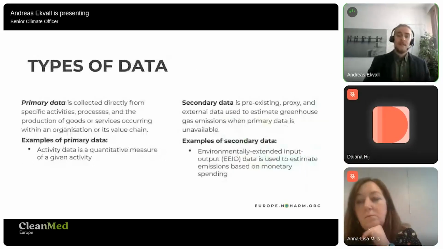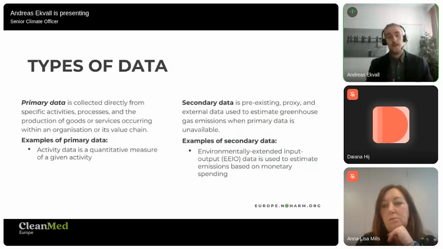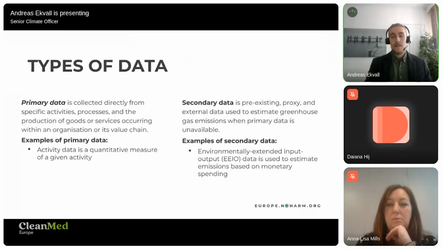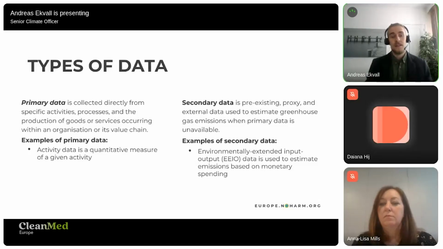Several types of data are used for carbon footprints. One important type is primary data. This is data that we gather directly from specific activities, processes, and the creation of goods and services happening within our organization or our value chain. Think of it as first-hand information. The most common type of primary data is activity data, which is a quantity measure of a given activity.